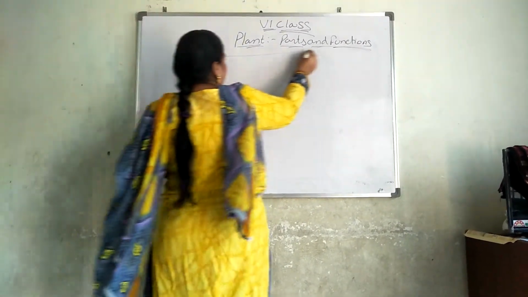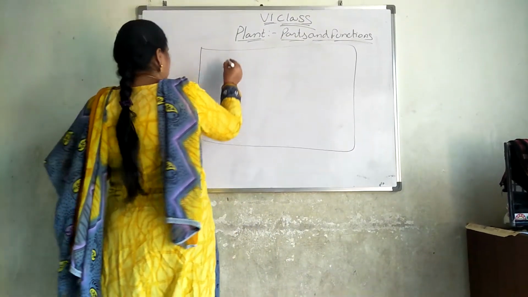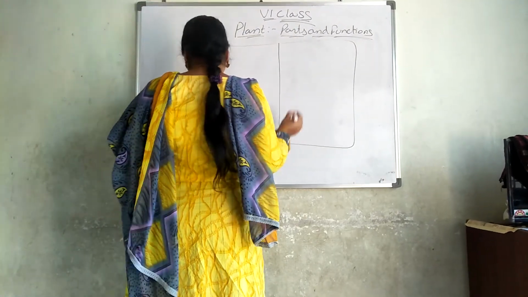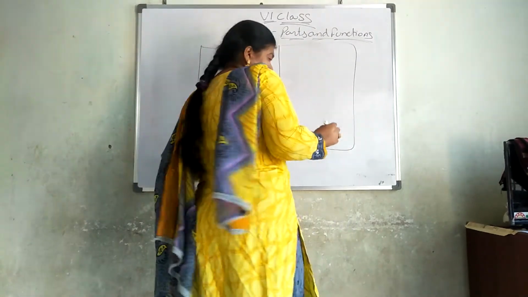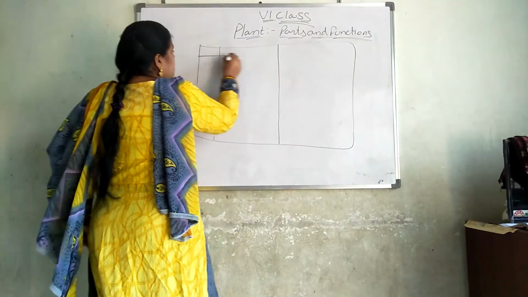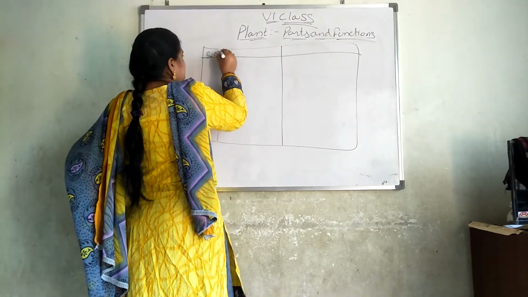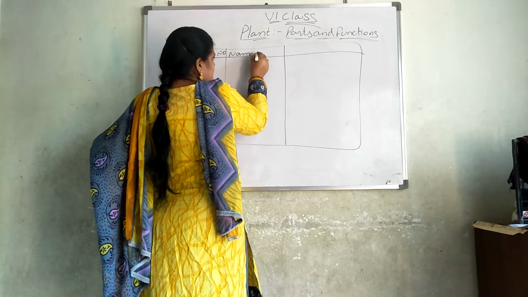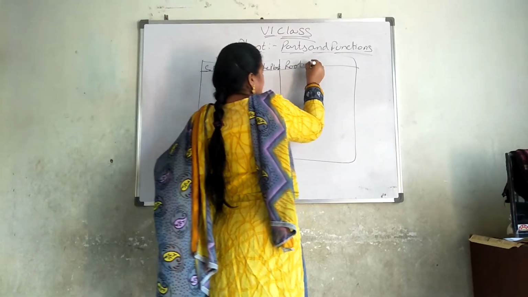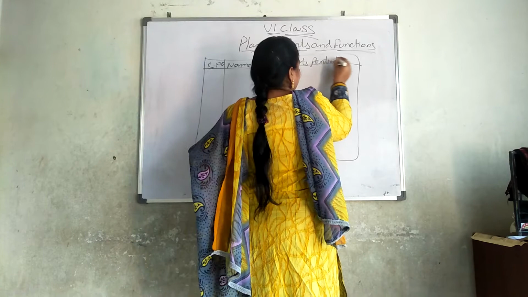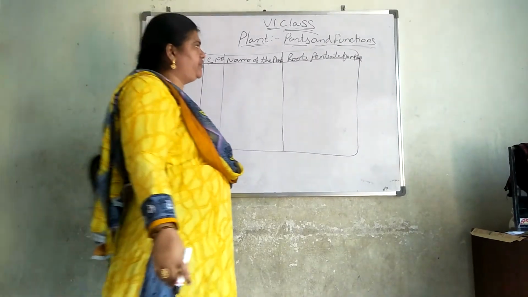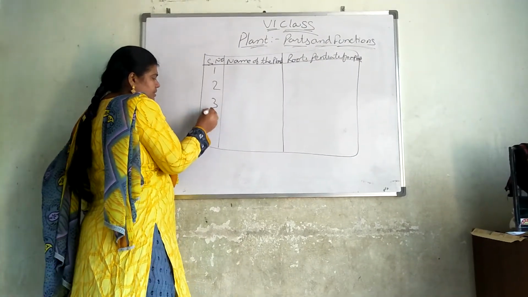Table 2 from the textbook. Serial number, name of the plant, and roots penetrate from the plant. We are taking 5 plants: 1, 2, 3, 4, 5.